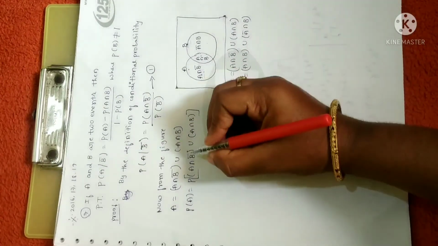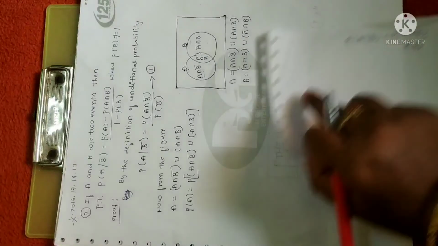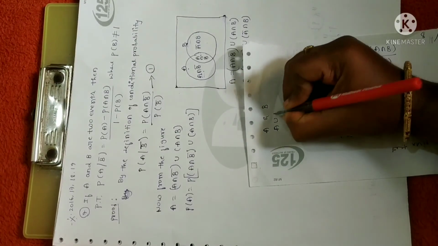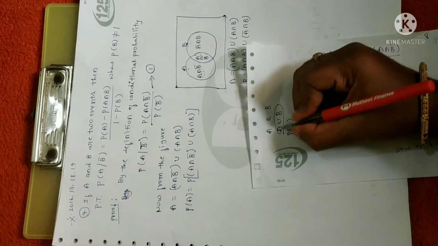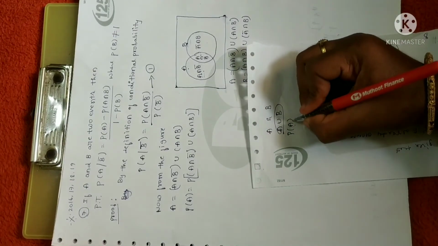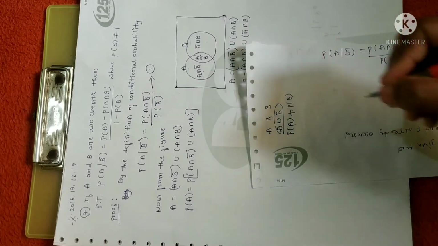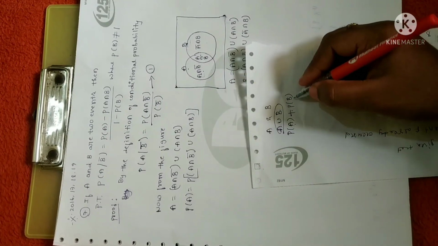Now, as I already told you, whenever you have two mutually disjoint sets, that is, suppose A and B are two mutually disjoint sets, then if you take the probability over A union B, it will be P of A plus P of B. Union will become plus. I have already given this property in the laws of probability in the first session, so you can go through that.